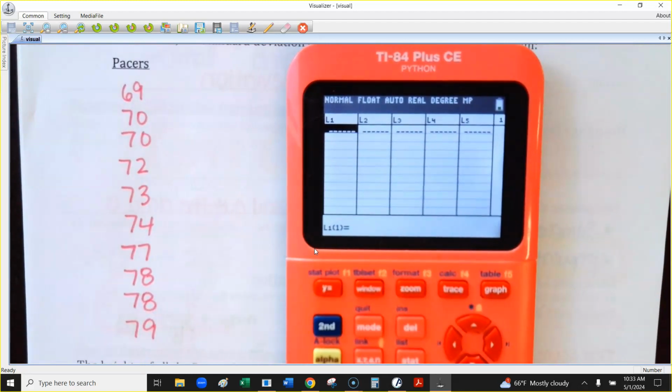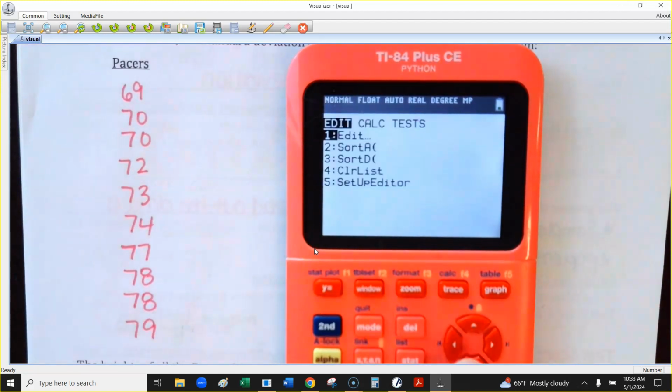And then just in case, did anybody accidentally delete their column or it doesn't start with list 1? Let me just show you this just in case. If you hit that Stat button, if you accidentally delete something and you didn't mean to, just hit Stat.